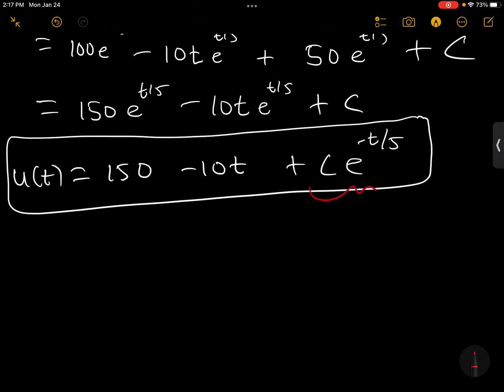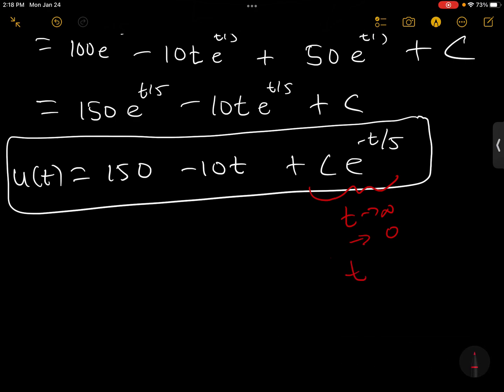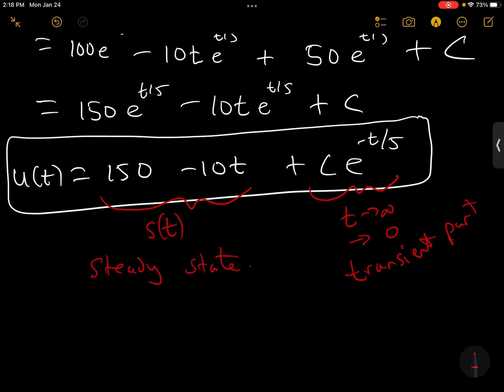Hopefully it's pretty clear because of the exponential. As t goes to infinity, this piece goes to 0. So this is the transient part. And it goes pretty fast because it's exponential. So that means that this piece is what we're going to call S of t. This is the steady state. Okay, so let me make sure we did all of part A. That's part A. Okay.